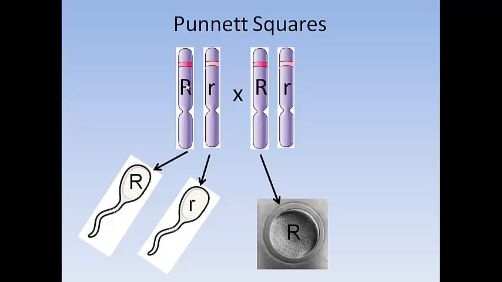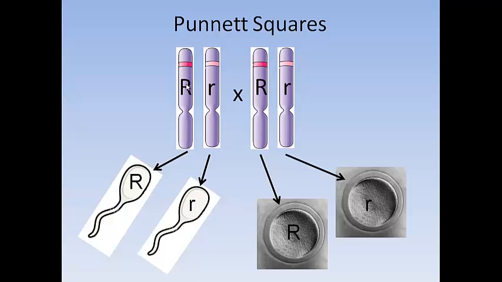Same thing for the female. She could produce an egg that contained the chromosome that carried the dominant version of the gene, or she could produce an egg that carried the chromosome with the recessive version of the gene. So these are all the possible gametes, sperm and eggs, that these two plants can produce.